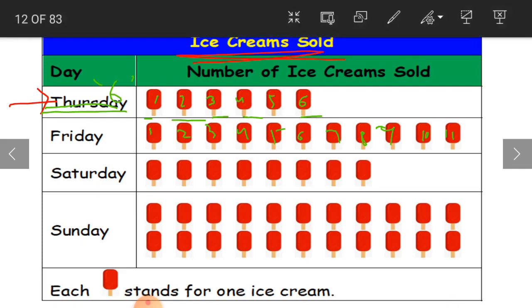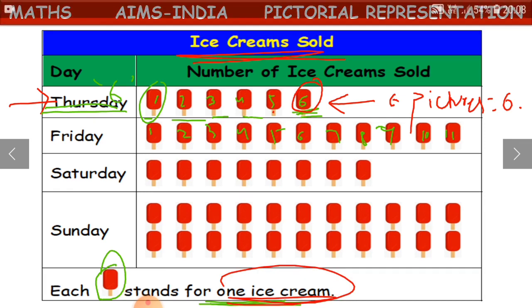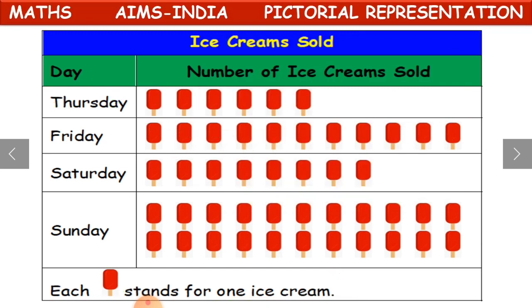So what are we able to understand? Each ice cream picture stands for one ice cream. For Thursday, there are 6 ice cream pictures. How many ice cream pictures here, children? Here we are having 6 ice cream pictures. And what is the actual number of ice creams sold? It is also equal to 6. So that means one ice cream picture is equal to one ice cream sold. One ice cream picture stands for one ice cream sold. So like this, depending on the number of ice creams sold, we have used the number of ice cream pictures. Is this clear, children? This is what a pictograph is.